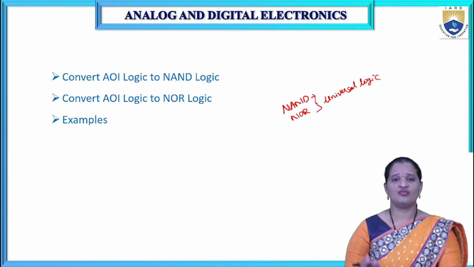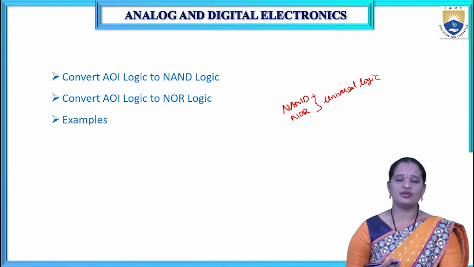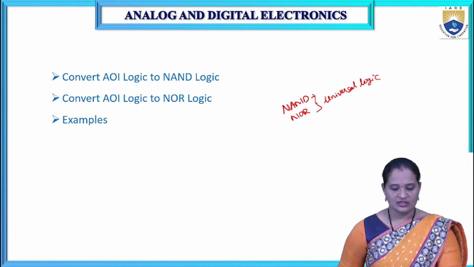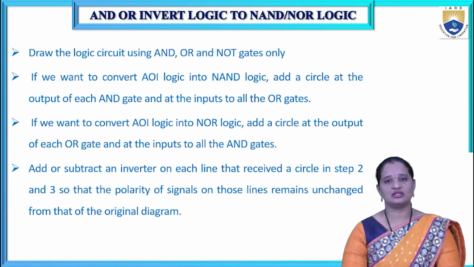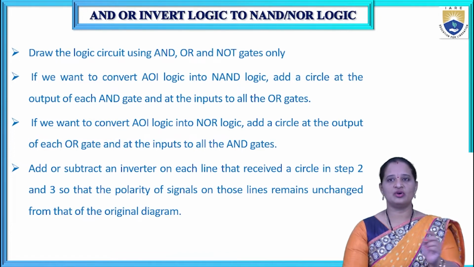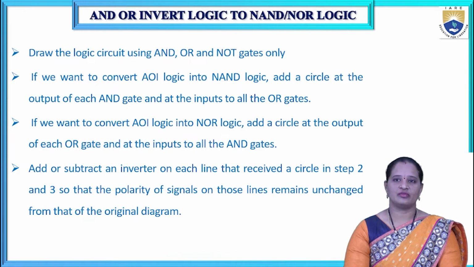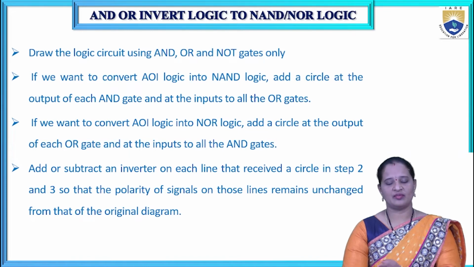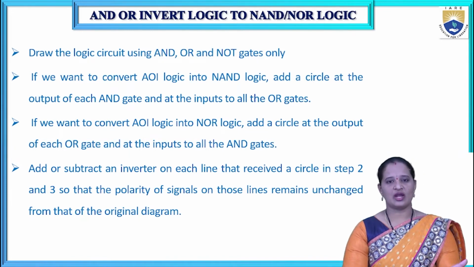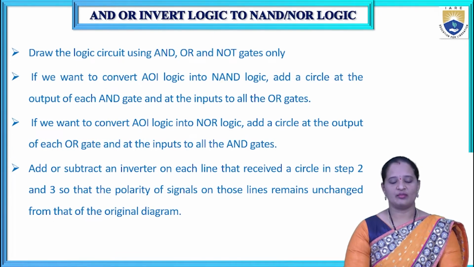That is why we are now learning how to implement any logic function or any Boolean expression using NAND or NOR gates. First of all, we'll be discussing the procedure for converting an AND-OR-invert logic into NAND or NOR logic. That means implementing any logic using a NAND or NOR circuit is our aim. So how do we convert an AND-OR-invert logic circuit into a NAND or NOR implementation?